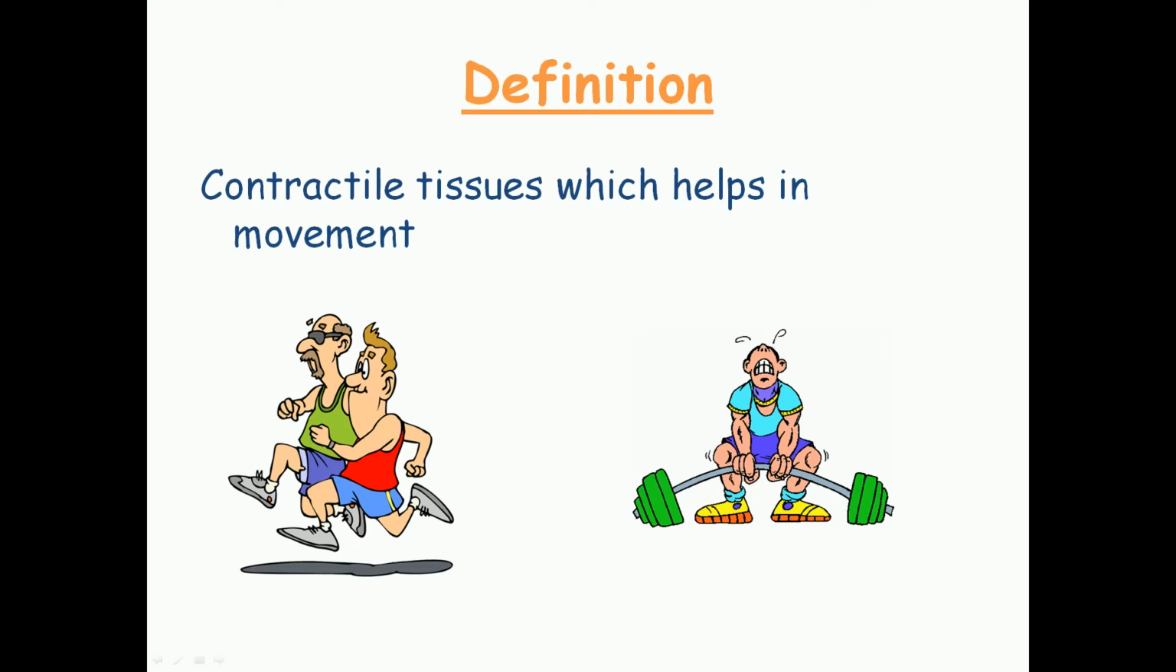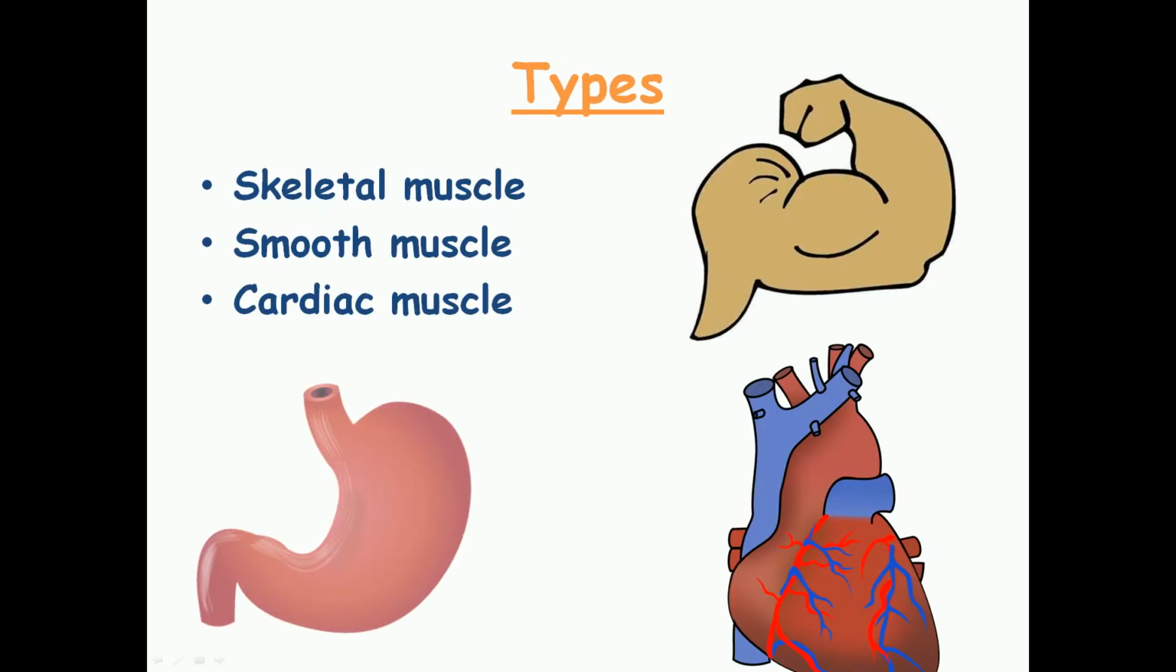Muscles are defined as contractile tissues, which help in movement. They basically help us to do all the routine activities, such as walking, running, lifting weights, etc. There are three main types of muscles: skeletal muscle, smooth muscle, and cardiac muscle. Skeletal muscles are found in the upper limbs, lower limbs, and in the body. Smooth muscles are found in the viscera, such as the stomach. Cardiac muscle is found only in the heart, and it's very unique compared to skeletal muscle and smooth muscle.